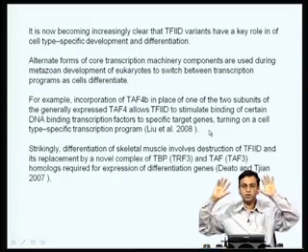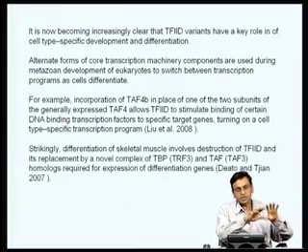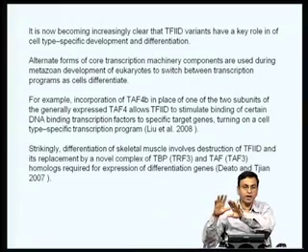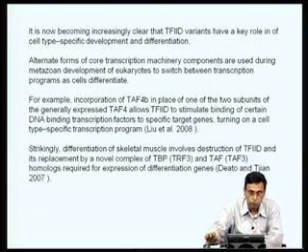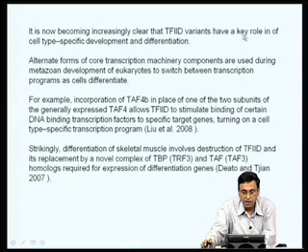So what I told you so far is that variants of TAFs and tissue specific or cell type specific expression of TAFs as well as TBP variants can contribute to differential gene regulation. That is the crux of what I told you so far, and it is now becoming very clear that TFIID variants have a key role in cell type specific development as well as differentiation.